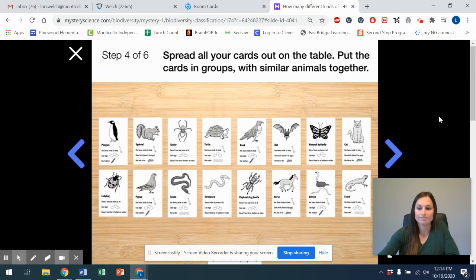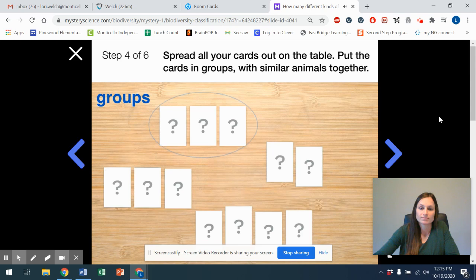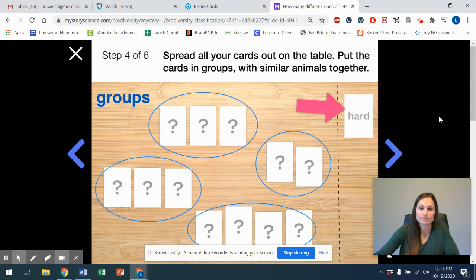Spread all your cards out on the table. With your partner, look at the cards. Think about what you know about each animal. Then put the cards in groups with similar animals together. It's okay if you have some animals that don't seem to fit any of your groups. Put them to the side for now. After 2 minutes, your teacher will check in and see how you're doing. I'll let you know when the 2 minutes are up.